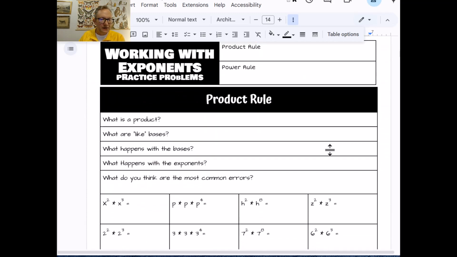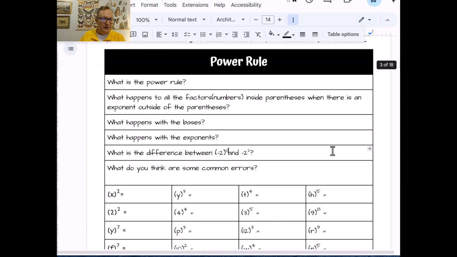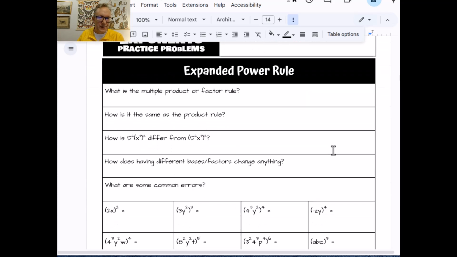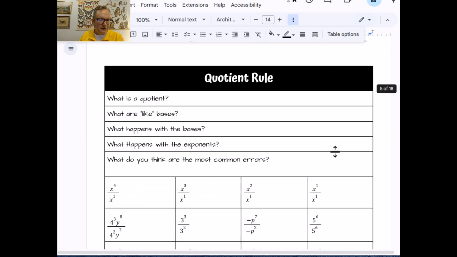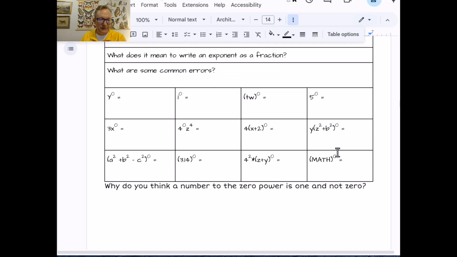But each page here is dedicated to one rule. So you got the product rule, or the power rule. Then we move on to the expanded power rule, the quotient, and the 0 exponent rule.